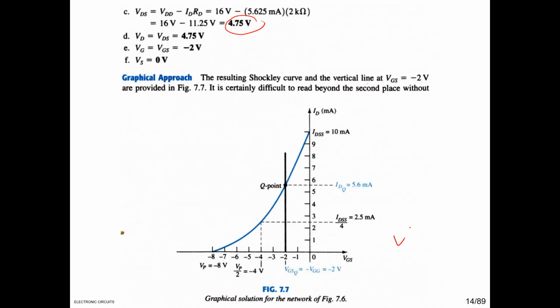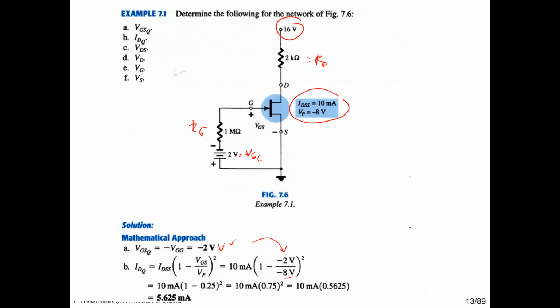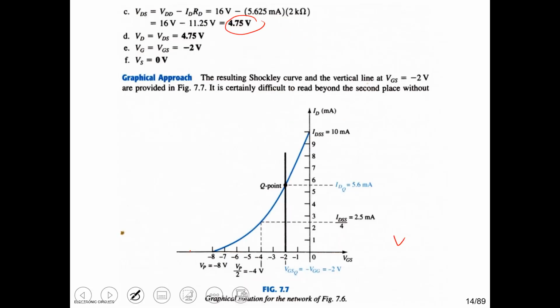From the figure we can find that VGSQ here is minus 2 volt. We can solve it mathematically, like in here. This is the mathematical approach. And then we can use the graphical approach like this one. The first one, we have to plot the device characteristic, like the blue line here. And then we plot the circuit characteristic by the red line like this one. And then the intersection is the Q point. We can see here IDQ is around 5.6 milliampere, and VGSQ is minus 2.